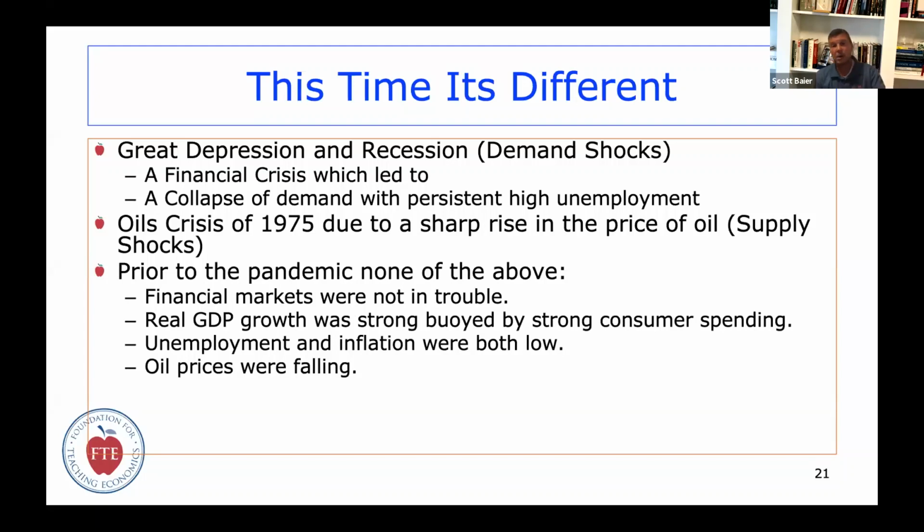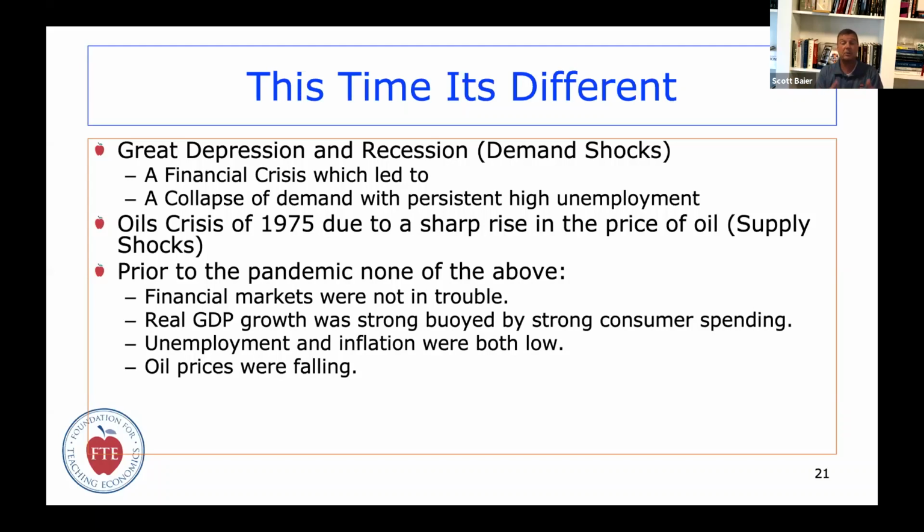The financial markets were in very good shape. Banks were well leveraged. They were doing well. Real GDP growth, while it wasn't going through the roof, was strong, robust, buoyed by strong consumer confidence and consumer spending. The unemployment rate, as we know, was quite low. Oil prices were falling. So when people look back and talk about 2008, 2009, they often refer to the economy as the Goldilocks economy, in the sense of the porridge was just right.